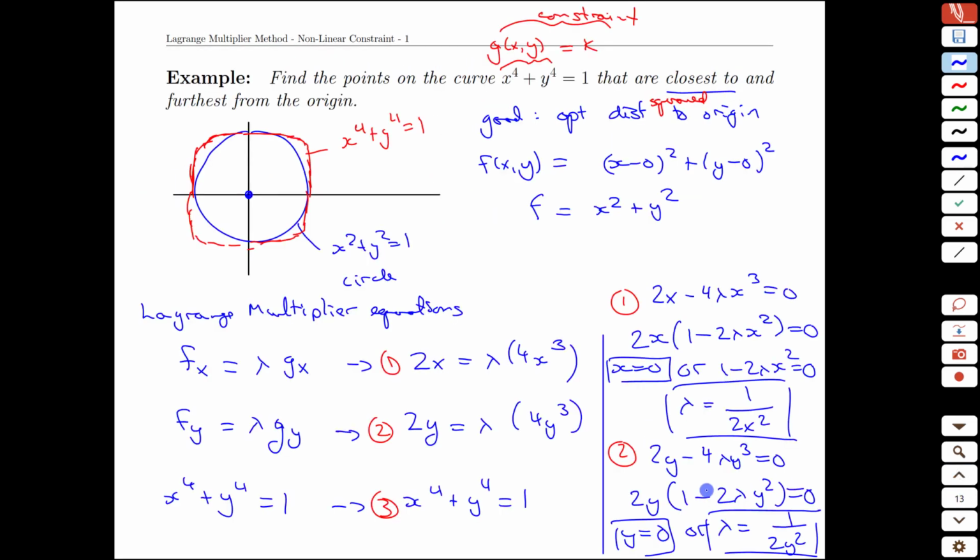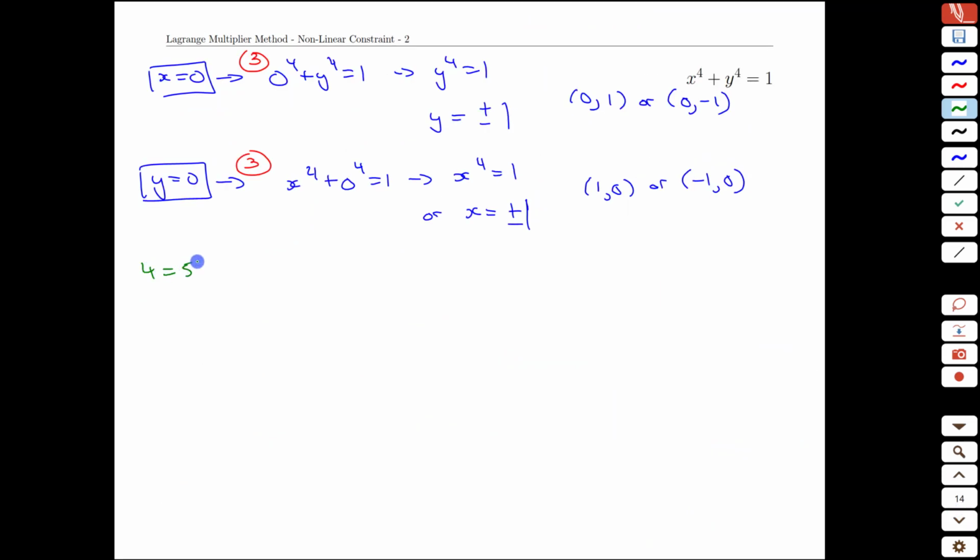Going back to the last combination of equations back here, we have two lambda values that also must be equal to each other. So we're going to set those equal and see what they tell us about x and y. So let's call this 4 and 5. If we set 4 equal to 5, we're going to have 1 over 2x squared equals 1 over 2y squared. Cross multiplying here, we're going to have 2y squared equals 2x squared. That's y squared equals x squared.